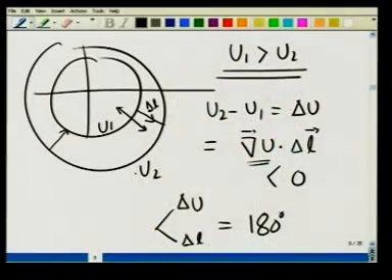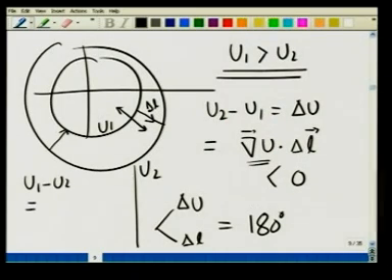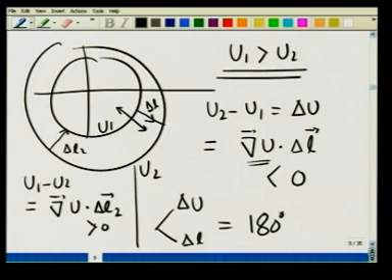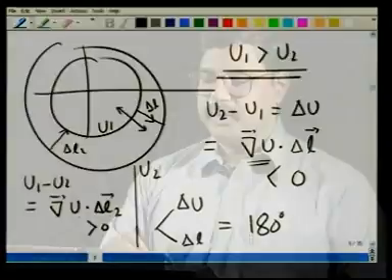If I on the other hand go from u2 to u1, then u1 minus u2 is again going to be gradient of u dot delta L, let me call it delta L2, and this is going to be greater than 0, and that would be the case if delta L2 and gradient of u are in the same direction. So, it points perpendicular to the constant energy surface of the contours and in the direction of increasing u. So, two things we learn about the gradient.